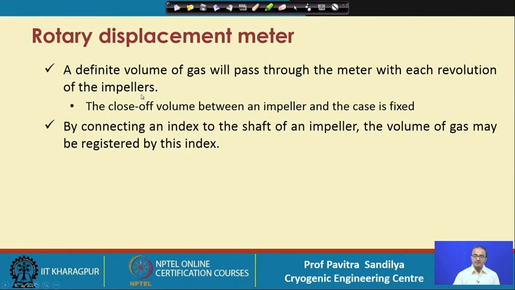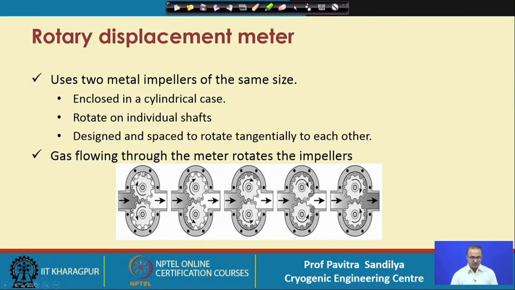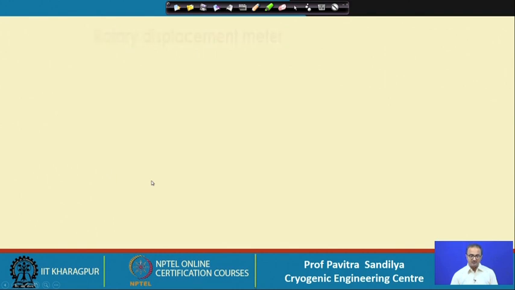Now, some specified volume of the gas will pass for each revolution of the impellers. So, the close off volume between the impeller and case is fixed. Close off volume means the volume that is enclosed between these impellers and this particular chamber. This volume is fixed by design.